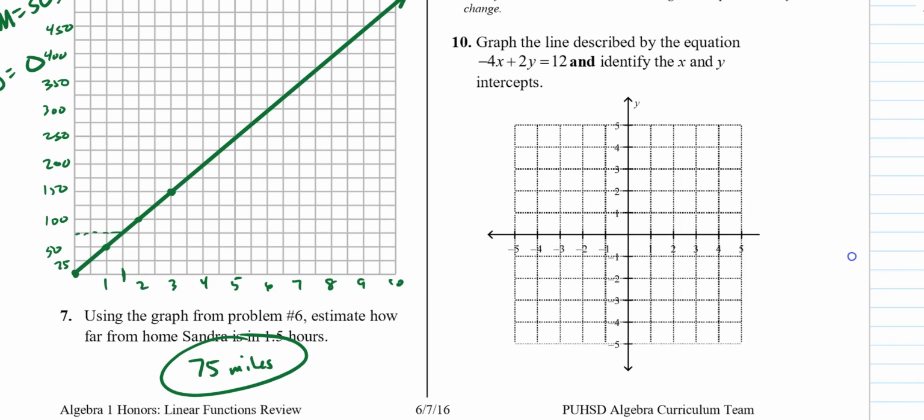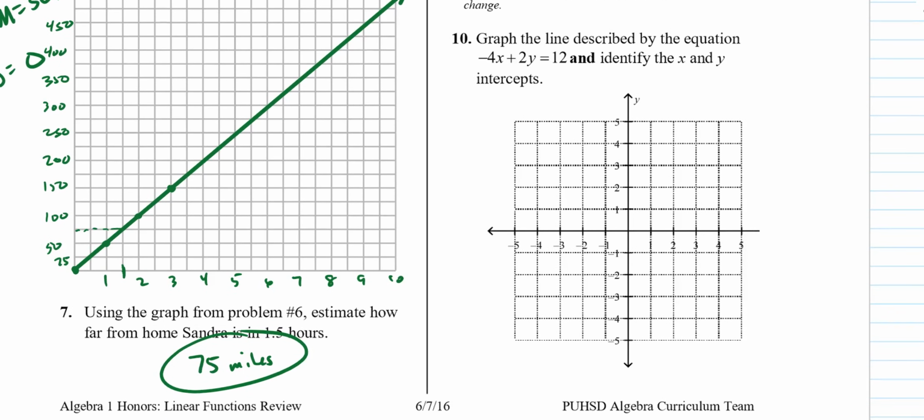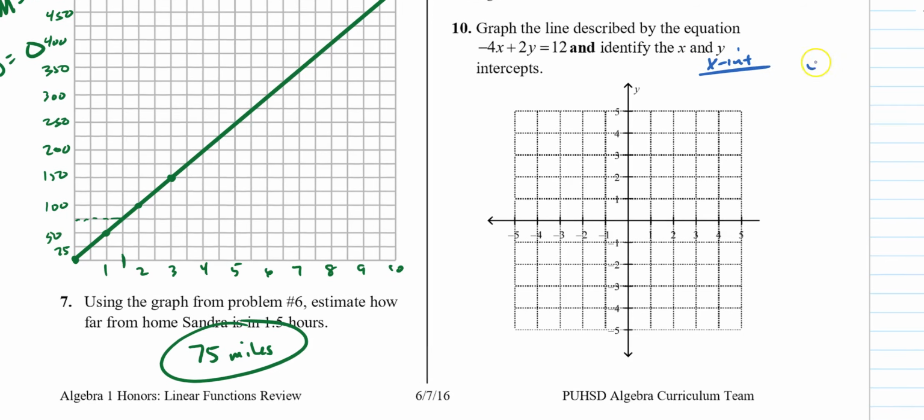Number 10, graph the line, describe the equation, and identify the x and the y intercepts. Well, the easiest thing is to actually do this backwards. The easiest way is to find the x-intercept and find the y-intercept. First, remember, if it's an x-intercept, y has to be 0, and if it's a y-intercept, x has to be 0. So if I want the x-intercept, I'm going to say negative 4x plus 2 times 0 equals 12. That cancels out. So negative 4x is equal to 12, divided by negative 4. x is equal to negative 3. So I've got a point at (negative 3, 0).